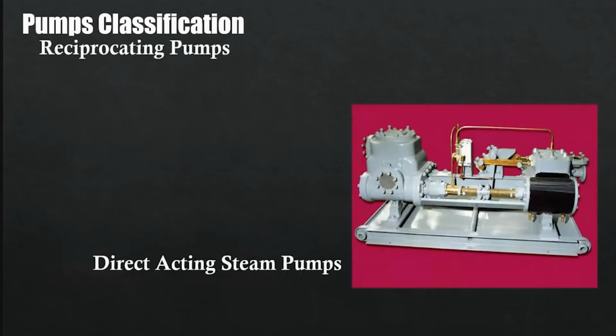The classification of reciprocating pumps. One is the direct acting steam pumps. This type has a steam cylinder with no lock on valves, a water cylinder, and a common piston rod. As there is no lock, the steam is admitted throughout the length of the stroke, hence the pressure volume diagram of the steam end is a rectangle.